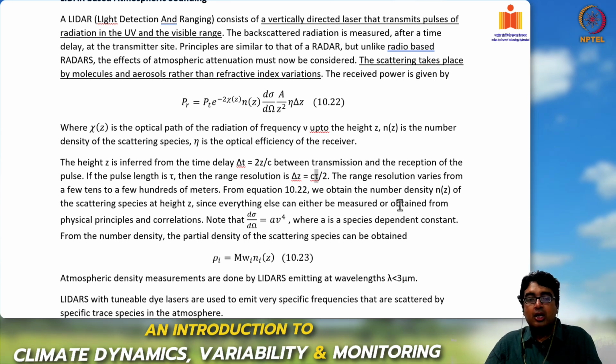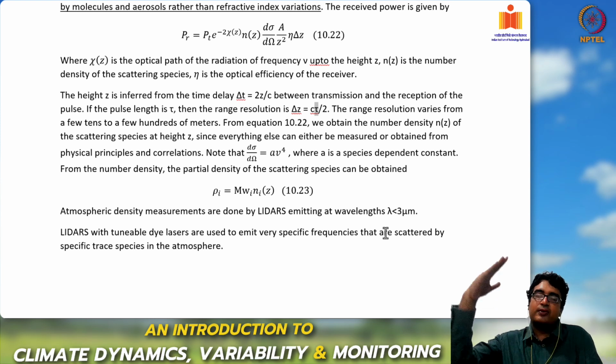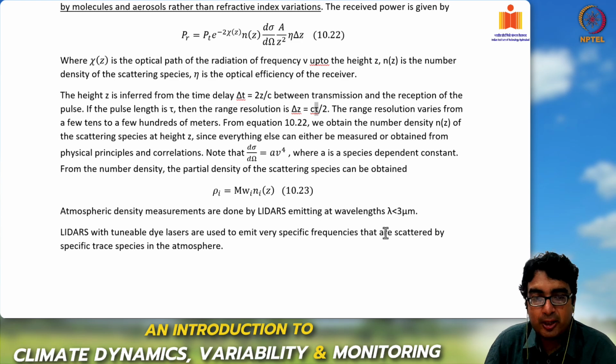Okay. So from number density, the partial density of the scattering species can be determined, because partial density is molecular weight of the scattering species times number density. So if this number density is moles per meter cube, then this is how we write it. Atmospheric density measurements can be done by Lidars emitting at wavelengths less than 3 micrometers. Okay. So if you emit wavelengths less than 3 micrometers, the atmospheric density measurements can be done by Lidars with wavelengths less than 3 micrometers.